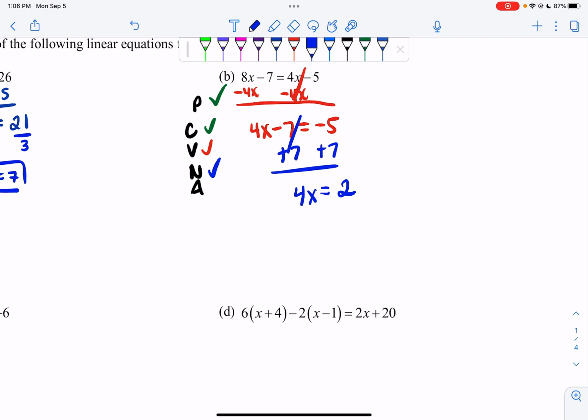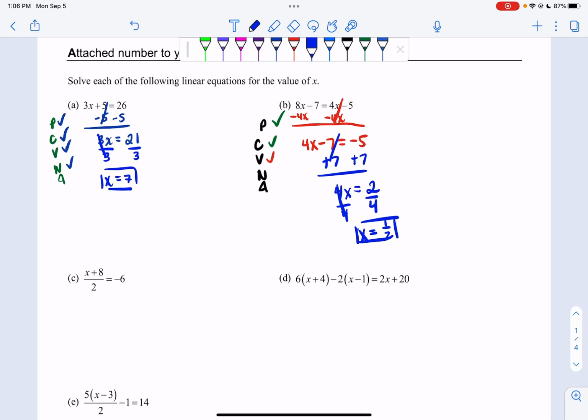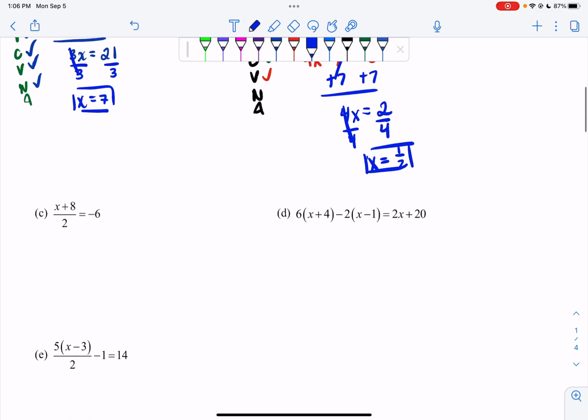Now I ask myself, how do I get rid of that 4 attached to my x? Well, it's easy. I'm going to divide by 4. And if I type that into my calculator, I get 1/2 or 0.5. So 1/2 is my final answer.